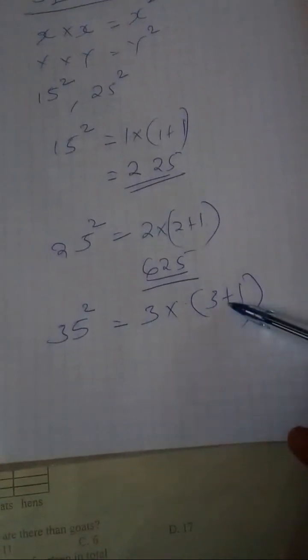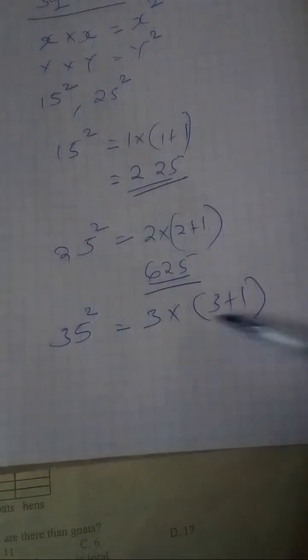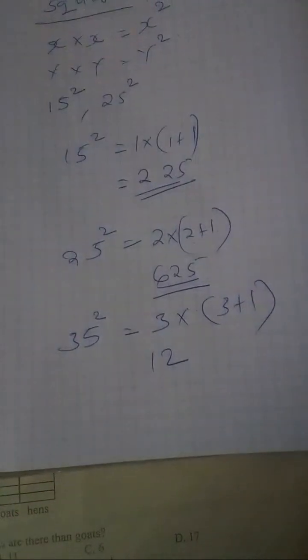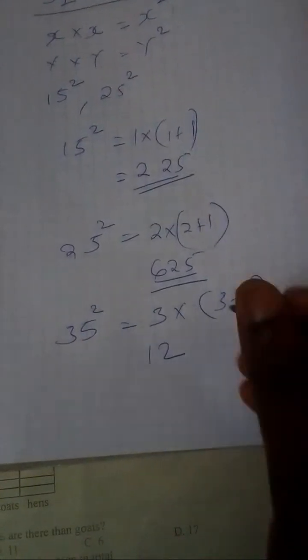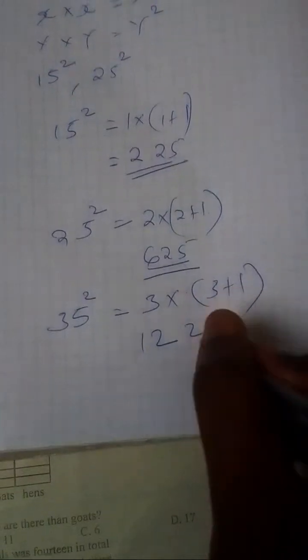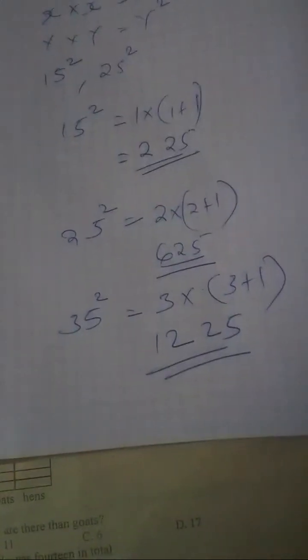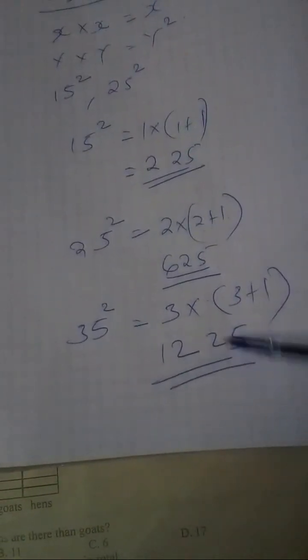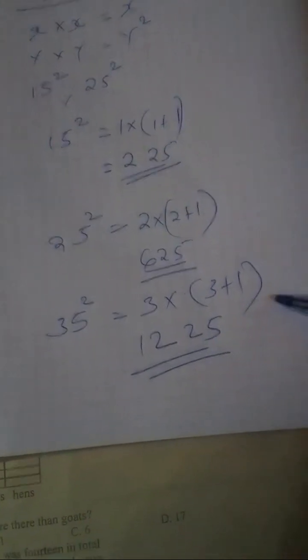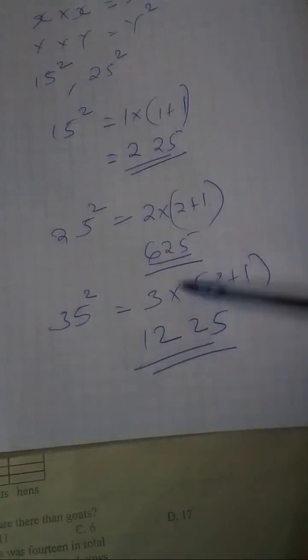So 3 plus 1 is 4. Then 4 times 3 is 12. So we simply write that 12 like that. Then we square that 5 alone, and 5 squared is 25. So you put that 25, and the answer becomes 1225. So it's a shorter way of working out the things to do with the squares.